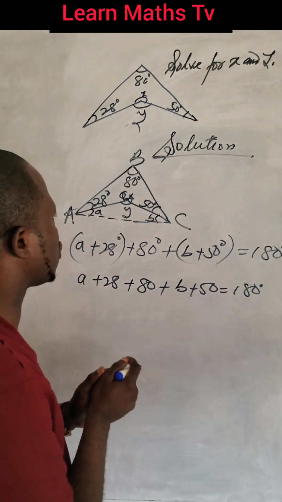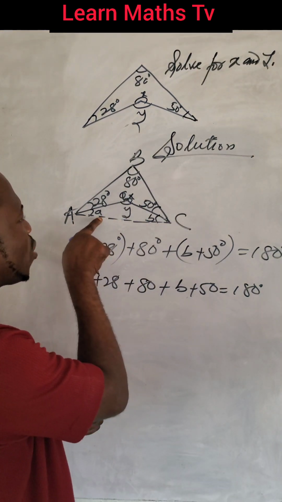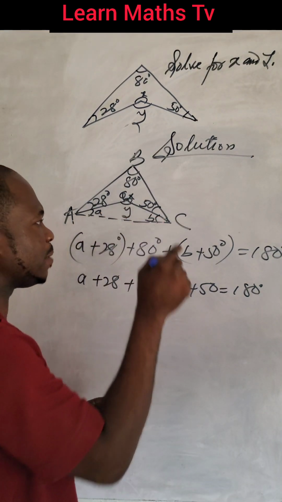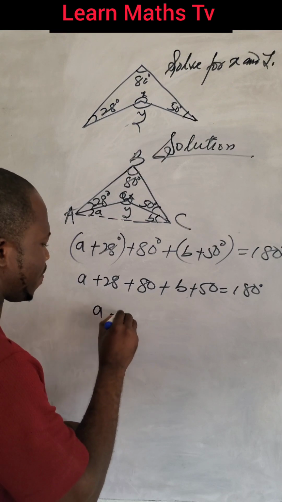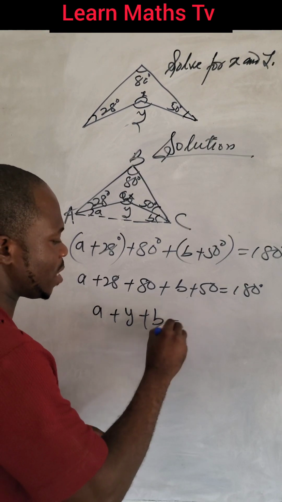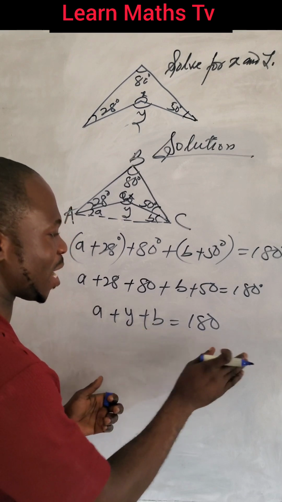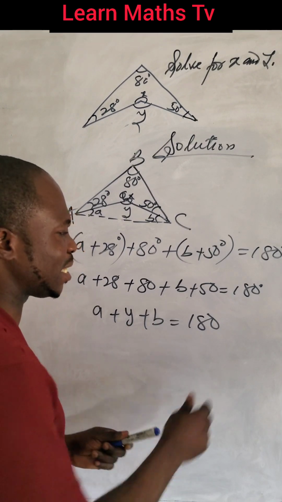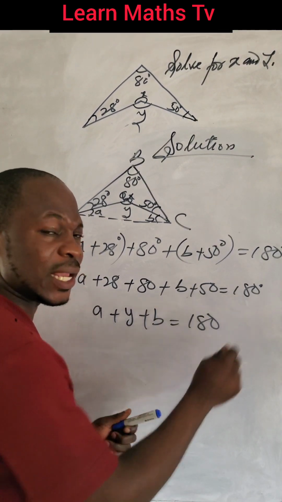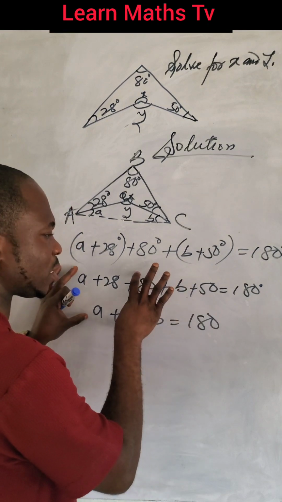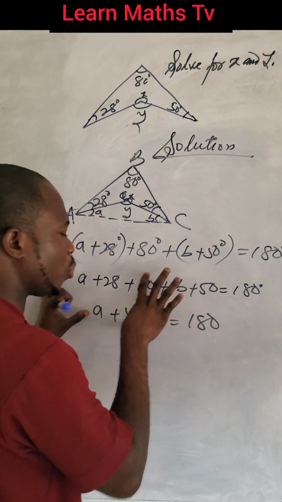Let's go for the smaller triangle. So we have AQC, and the angles we have are A, Y, and B. So we'll be having A plus Y plus B is equal to 180. So this is for the bigger triangle and this is for the smaller triangle. But one thing you're going to understand is that both are equal to 180, and because of that, we're going to equate them.